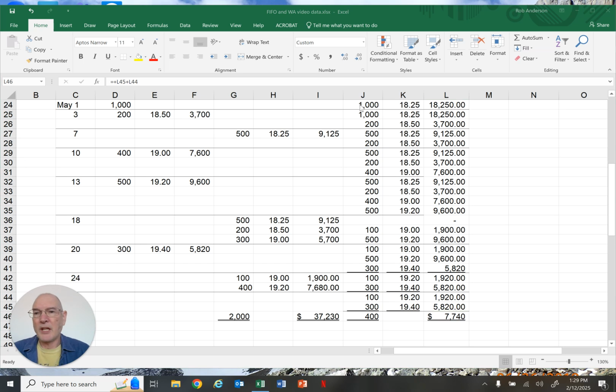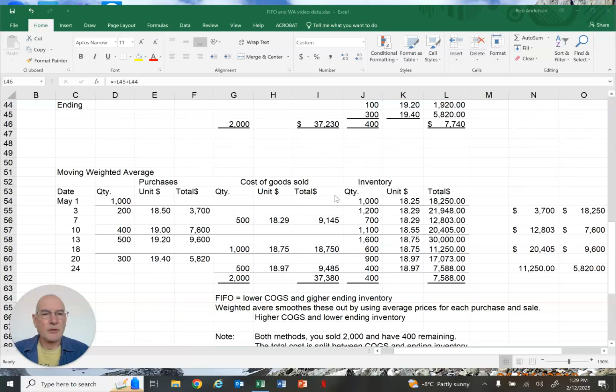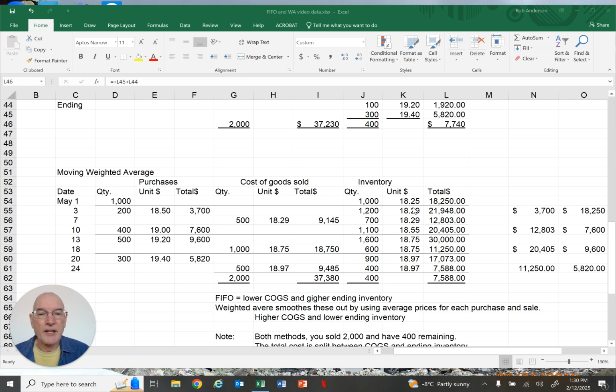So here's our beginning inventory. And as we purchase 200 units, the price is higher. And wait a sec here. I'm on the wrong chart. Okay, that's better. So here's our beginning inventory, and we purchase 1,000 units. Sorry, I'm getting mixed up here. I'll fix it up. Okay, we had 1,000. Here's our beginning inventory. We buy the 200 at $18.50.